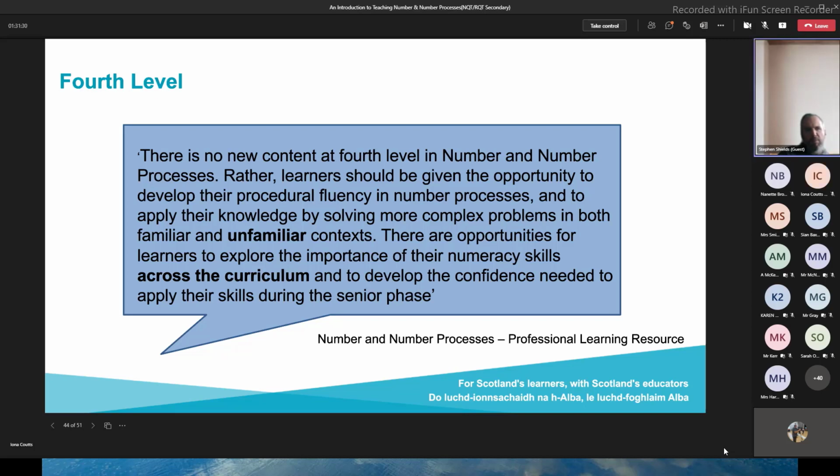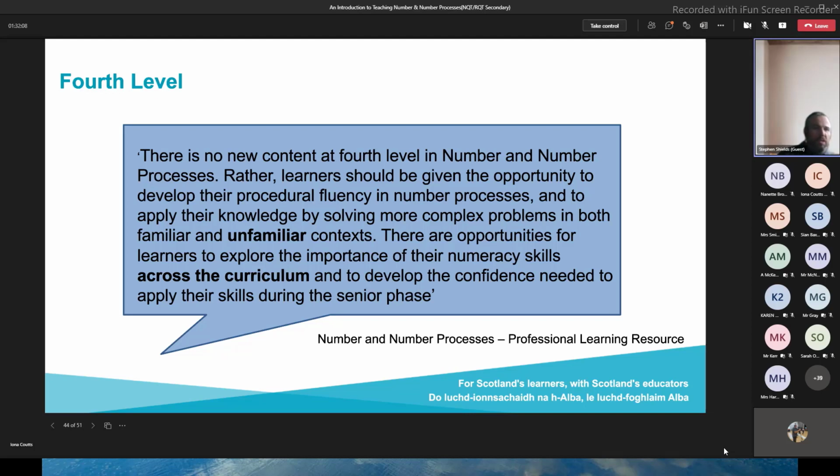Now we've put in bold, unfamiliar and across the curriculum. Because even with no new explicit content at 4th level, we know that our learners need to and will continue to practice and apply their skills in number in our subject and across the curriculum, for example in their STEM subjects or financial education. So it's important that we consider what opportunities we can provide, perhaps within our department and maybe in partnership with other teachers across the school.